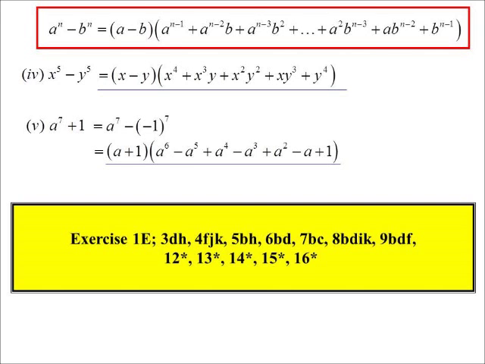All right, there we go. 1E, a few asterisks there. That means good extension questions.